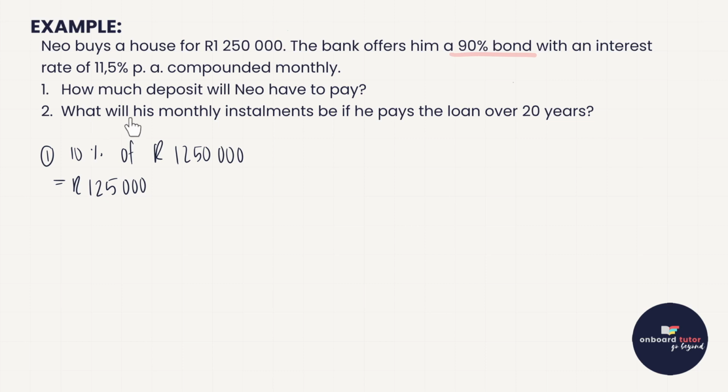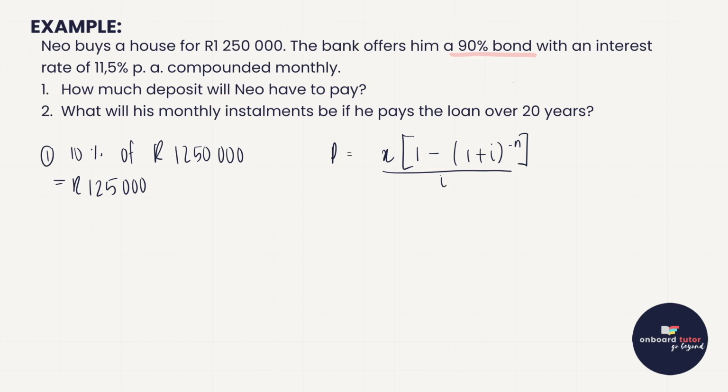Okay, now what will his monthly installments be if he pays the loan over 20 years? So the first question we need to ask ourselves is, are we talking about a future value or a present value? Okay, because he needs the money now, he is definitely working with a present value annuity. Loans are present value annuities. So there's our formula for the present value annuity. Let's work out what each of these elements means.